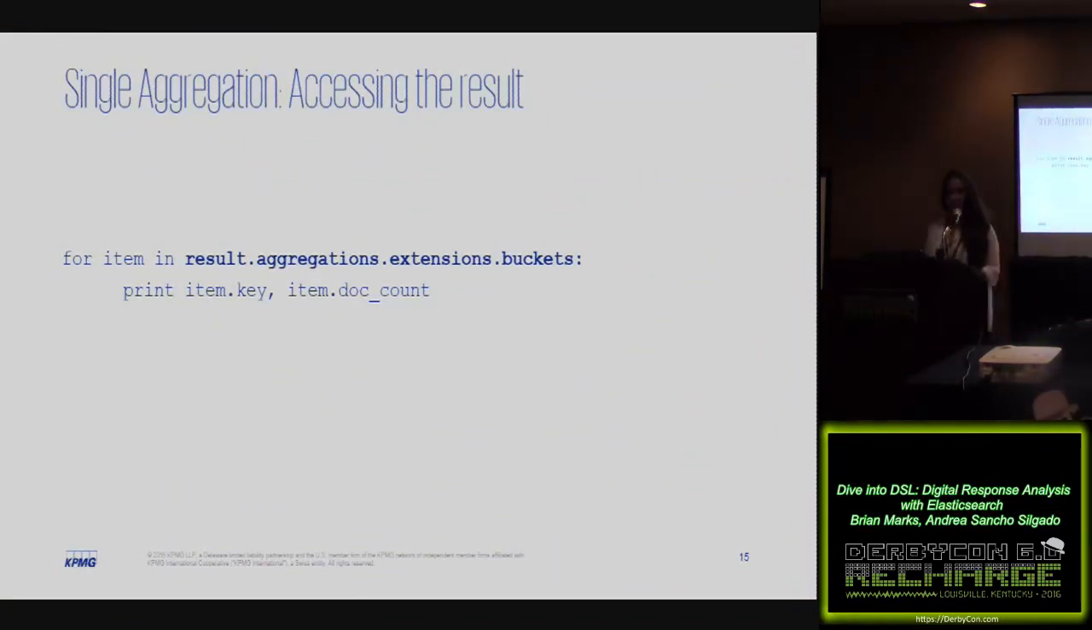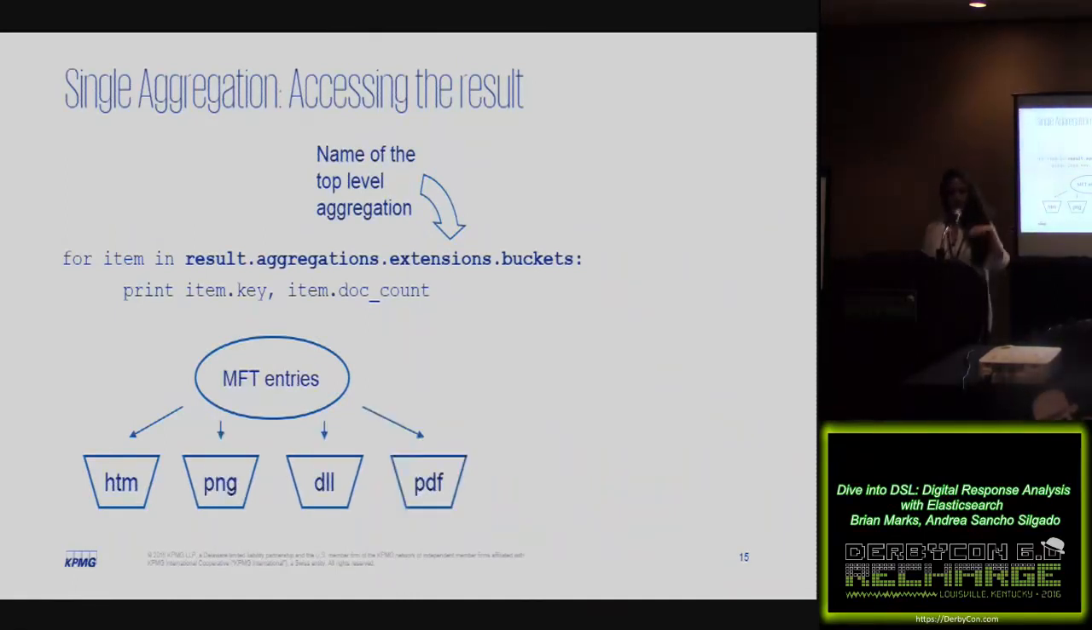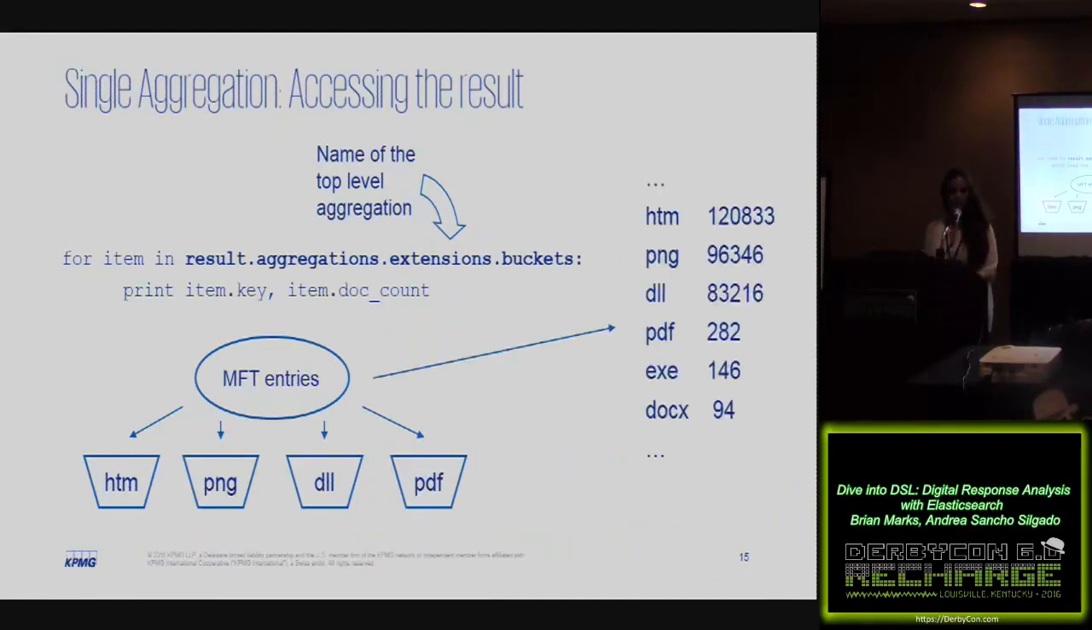This sounds pretty complicated, but in my mind it works just like this. That's the name of the aggregation, and then you have all the MFT entries, and you find one entry whose extension is HTML, you create a bucket and put that inside. Then a PNG, DLL, and so on. And you just have all the counts of all the file extensions on the MFT.